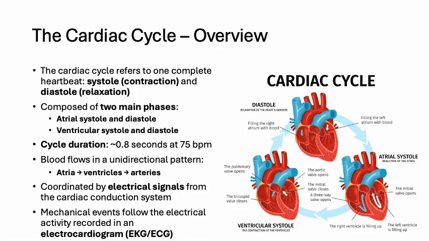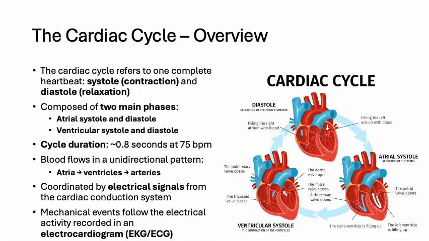For example, first the atria contract, known as atrial systole, pushing blood into the ventricles. Then the ventricles contract, ventricular systole, ejecting the blood into the pulmonary trunk and the aorta. After that, the entire heart relaxes during diastole so that the chambers can refill and the process can start again. A normal resting heart rate is about 75 beats per minute. Each cardiac cycle lasts roughly 0.8 seconds.